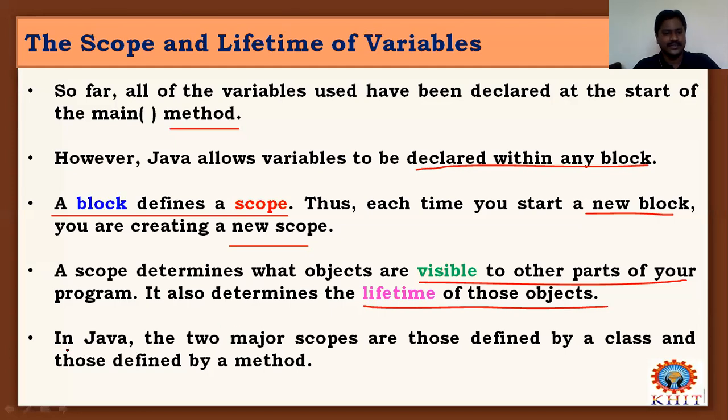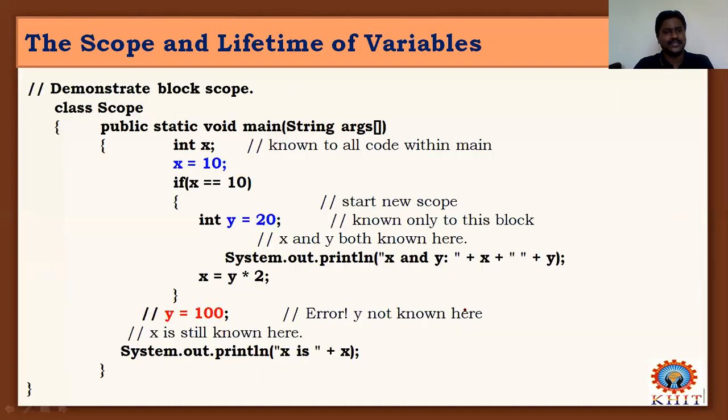Coming to Java, there are two major scopes generally defined in our programs: by the class and by the method. Coming to the example for a block scope. I have a class called Scope. This is the scope of the class. Inside this scope, I have a main function, and this is the main function scope.